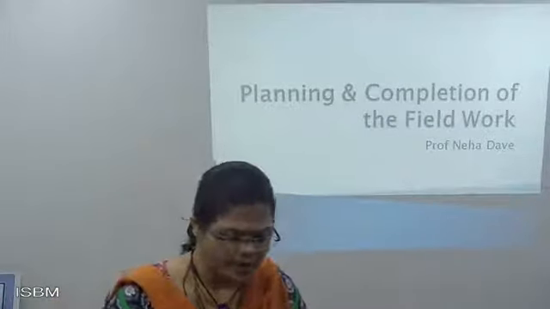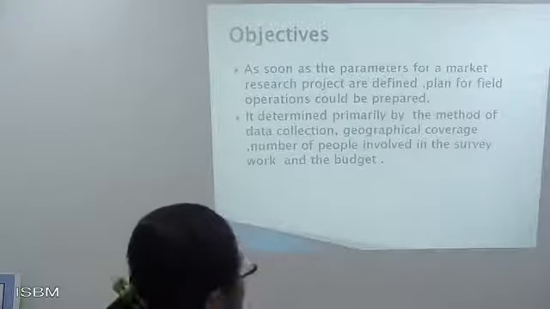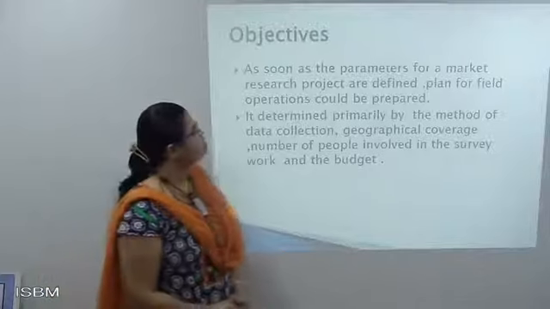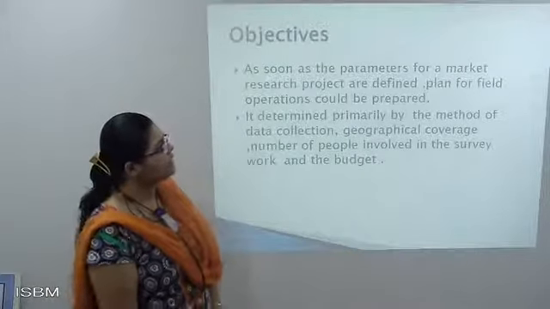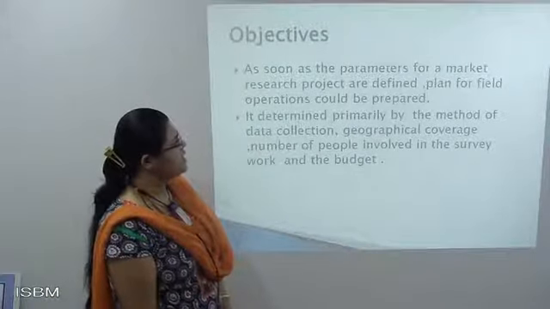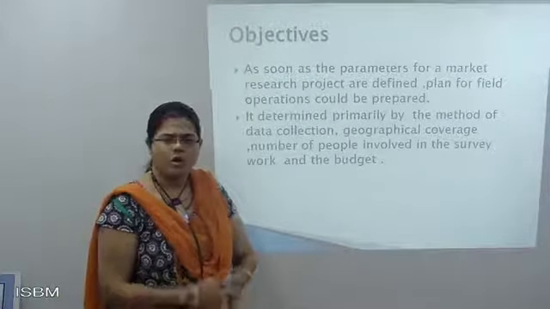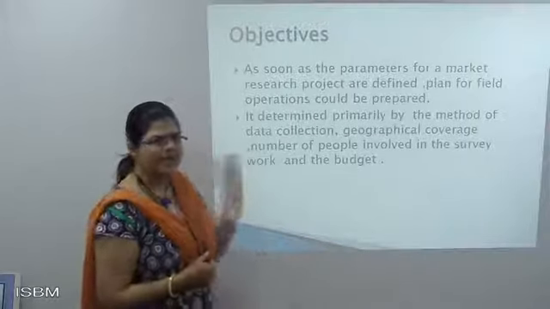Now first we'll go to the point. First, I'll go with the help of objectives, because that is important. What are the main objectives relating to this? As soon as the parameters for the market research project are defined, a plan for the field operations can be prepared. Once your market research design has been done, what is the second step?